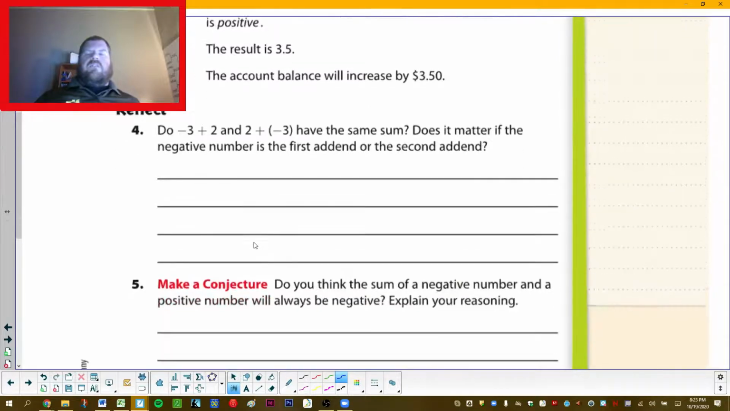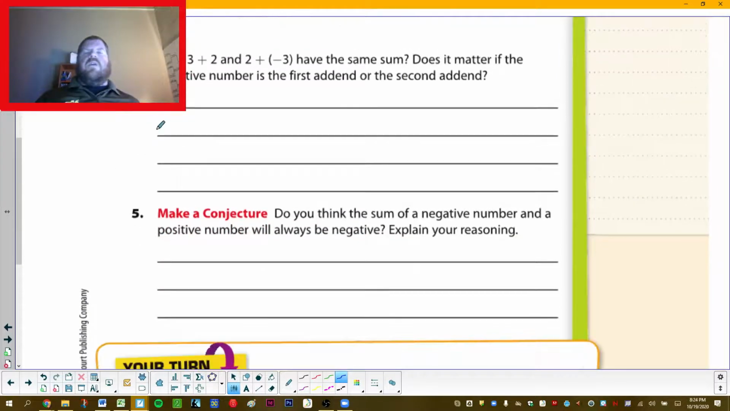So a couple reflection questions. The first one: do negative 3 plus 2 and 2 plus negative 3 have the same sum? Well, this kind of takes us back to Module 1 a little bit. What did we do when we did this? You could either look at a number line, or you could just look at adding or subtracting. For this one, we'll look at a number line. I kind of like dealing with number lines.